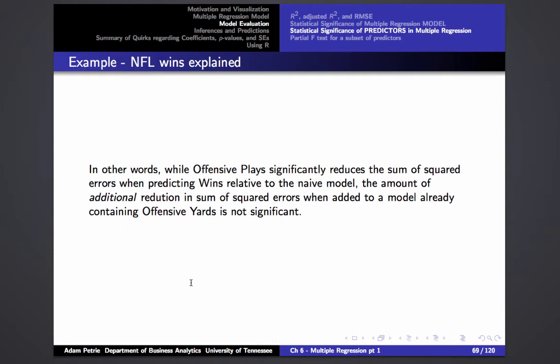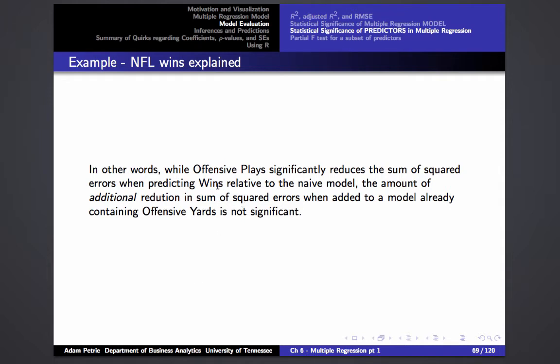All the information that offensive plays had about wins is in effect used up by offensive yards. And we see this actually relatively often. A predictor might be significant in a simple linear regression, saying that, yeah, that predictor contains useful information about predicting y, but that information may be redundant with other predictors in a multiple regression model. So when we look at the p-value of that predictor in a multiple regression, we find it's not significant. That just means it doesn't add any new significant information that we don't already know from the other predictors.